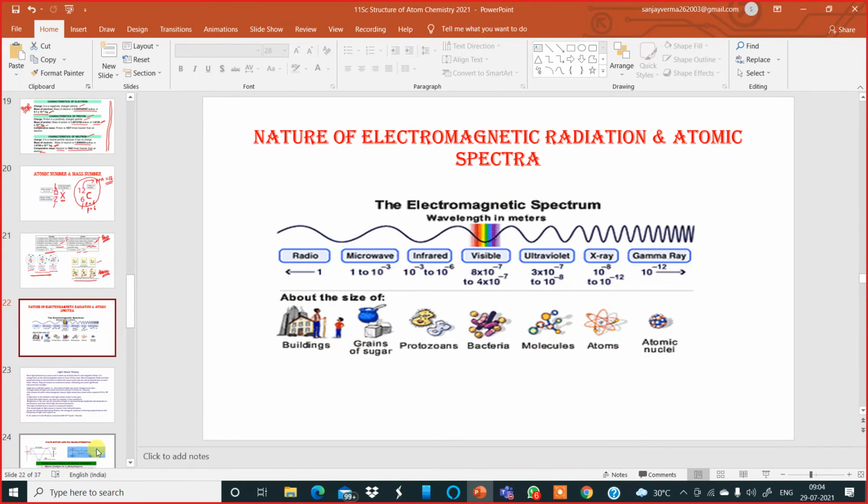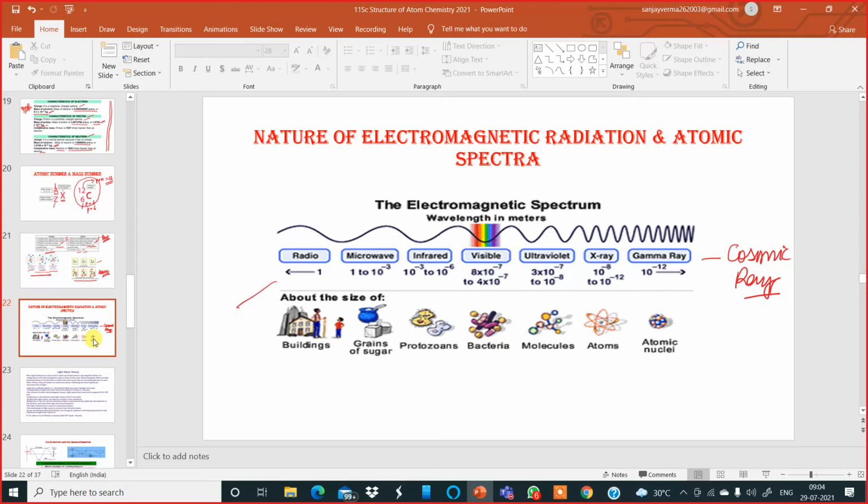Now, moving further to the next slide, nature of electromagnetic radiation and atomic spectra. Have a look very carefully at this diagram. The electromagnetic spectrum, wavelength in meters. Beyond gamma rays, they are cosmic rays. That I'll come to later on.